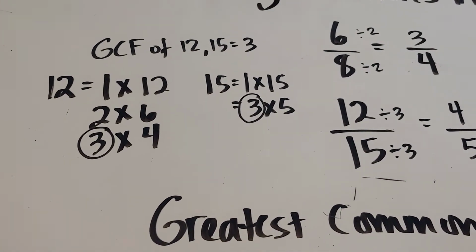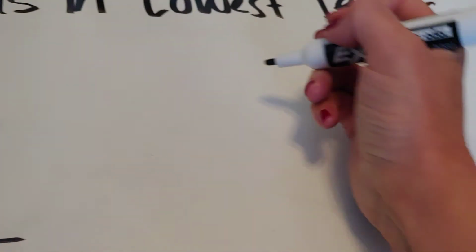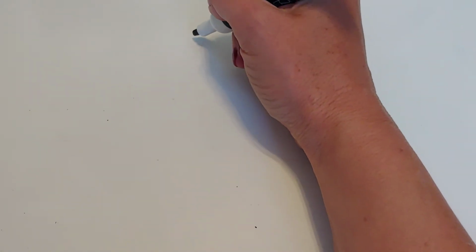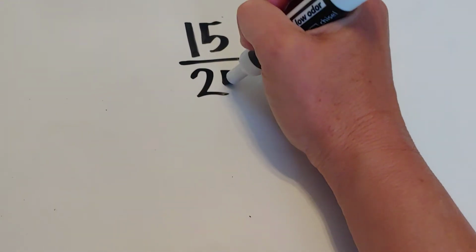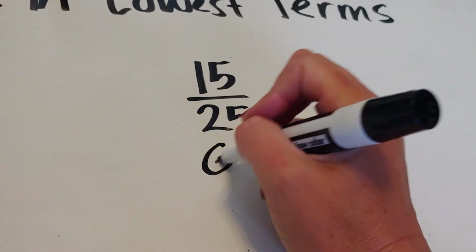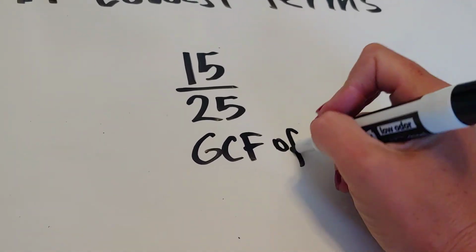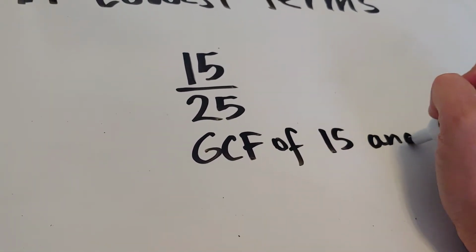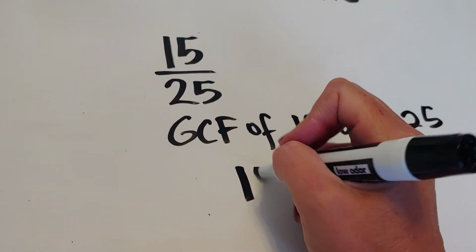All right, so let's do a problem from start to finish. If we had something like, I don't know, how about 15/25? And I want to reduce this, okay? So I'm saying I need to have the GCF of 15 and 25. So I'm sure a lot of you are like, it's 5, Jen. I know, but think about your students here.